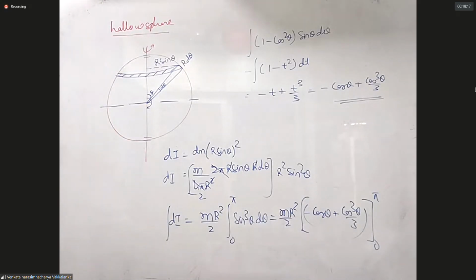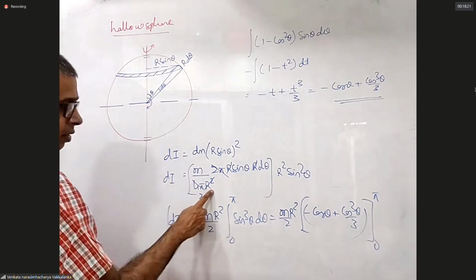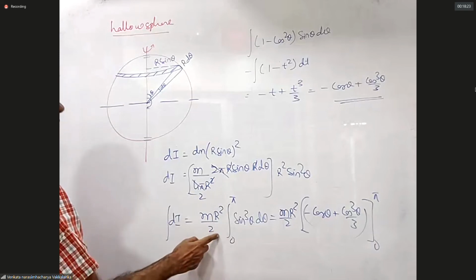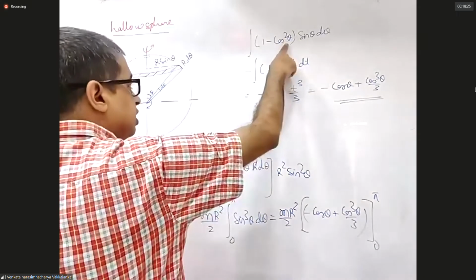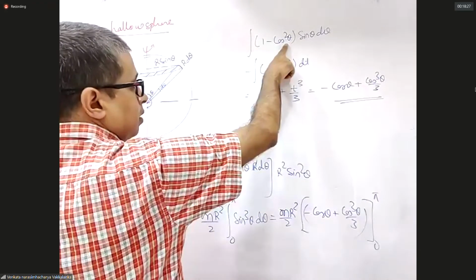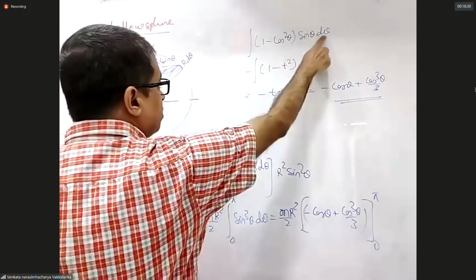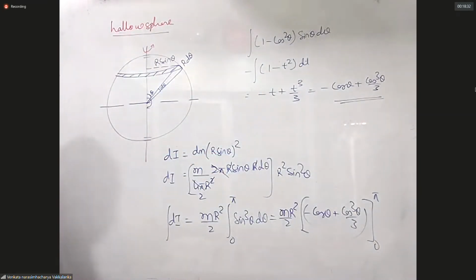Sir, can you explain that second step again, the integration? This one? No, sir, the one above. Where you wrote, put t equal to cos theta. Okay, dt will be sin theta d theta with a negative sign. Okay.